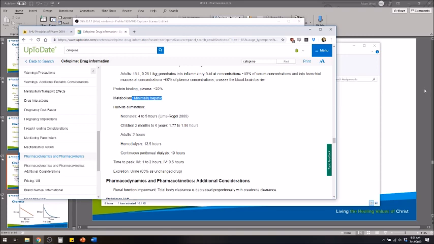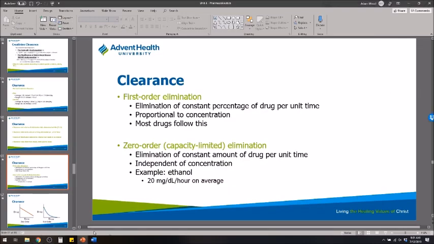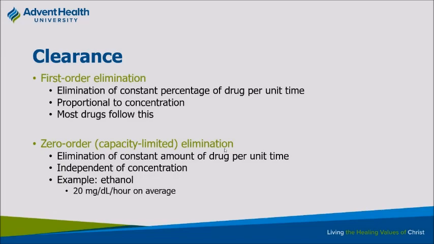Anywho, okay. So any questions on anything we covered so far? I don't see any questions on the sticky board, but remember that's always available to you should you ever need it. Okay, so we're talking about clearance here, right? We're talking about how we actually eliminate drugs from the body. There's a concept here, one called first order and then zero order elimination.